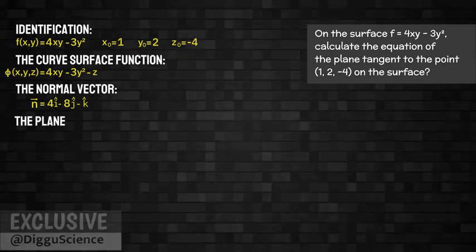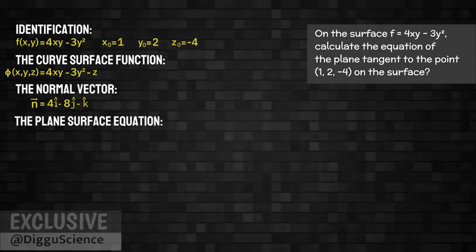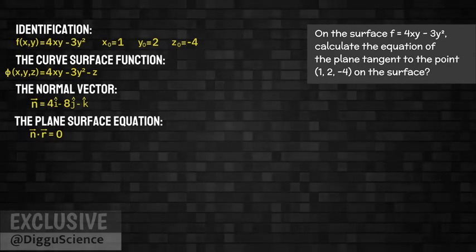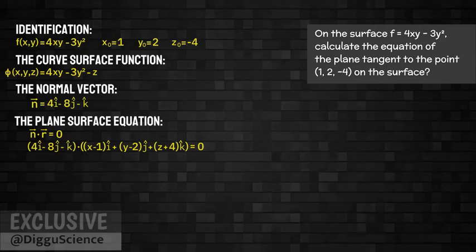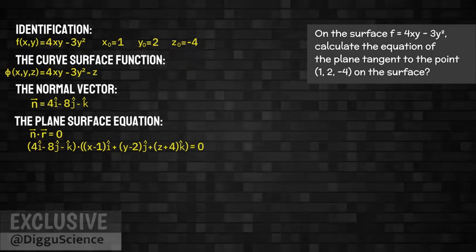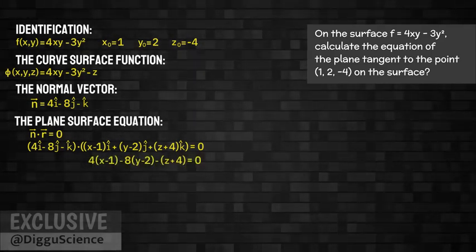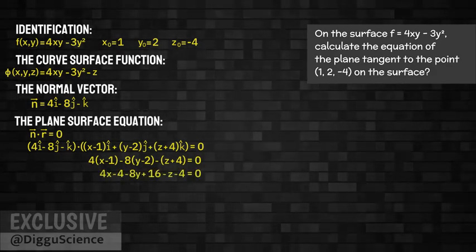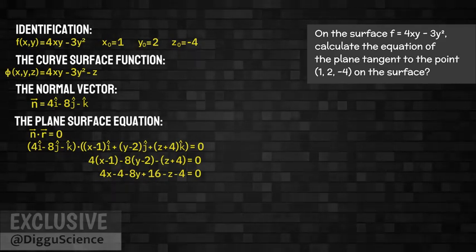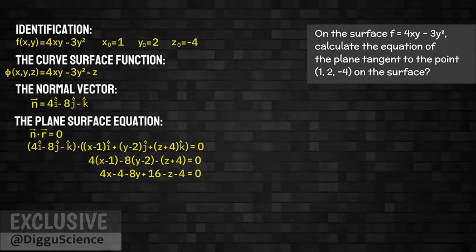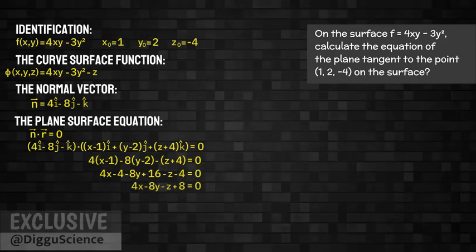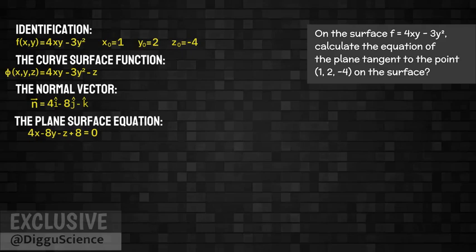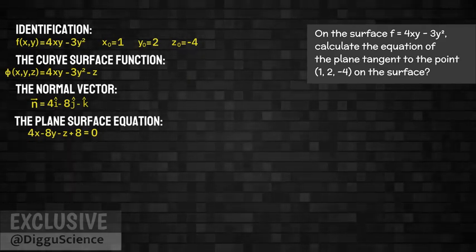Now we can calculate the equation of the plane surface. The vector n dot vector r is equal to 0. Plug in all the values. Simplify the equation: 4 times (x minus 1) minus 8 times (y minus 2) minus (z plus 4) is equal to 0, or 4x minus 8y minus z plus 8 is equal to 0. This is the equation of the plane surface that passes through the point 1, 2, negative 4.